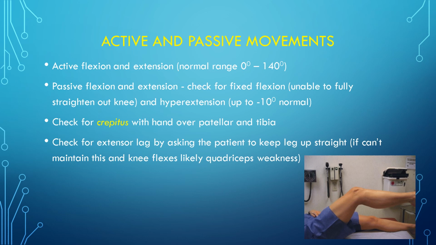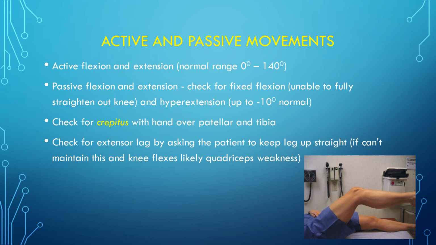One thing I tend to do with them flexing the knee is put my left hand, if it's the right knee, just over the patella and tibia, and feel whether there's any crackly sensation under my palm, what we call crepitus. And this can be present in patellofemoral arthritis, and it can be a sign of osteoarthritis in the knee.